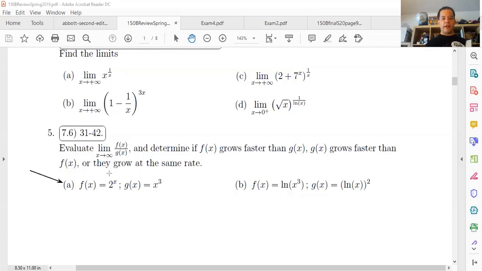We already know that any exponential function beats any polynomial, right? So right now this is going to be greater this way, right? So 2 to the x beats x cubed. So the f beats the g.